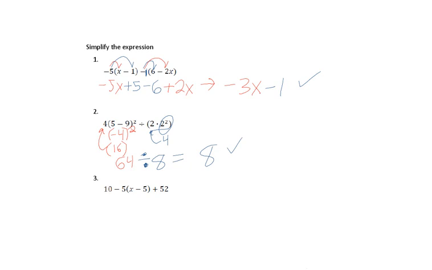Question 3. Negative 5 times x is negative 5x. Negative 5 times negative 5 is positive 25. Negative 5x is alone, but 10, 25, and 52 are like terms, and that adds up to 87.